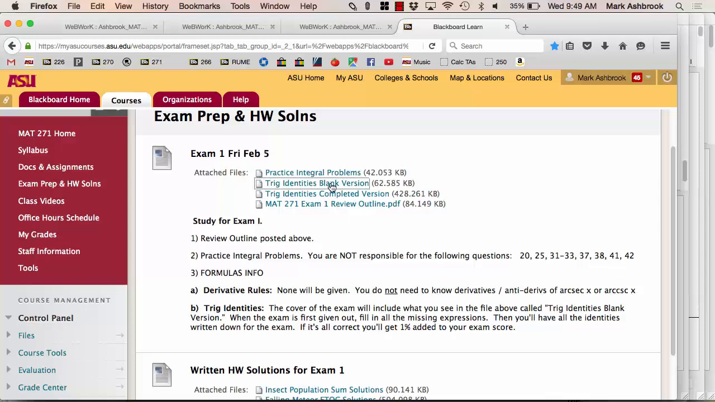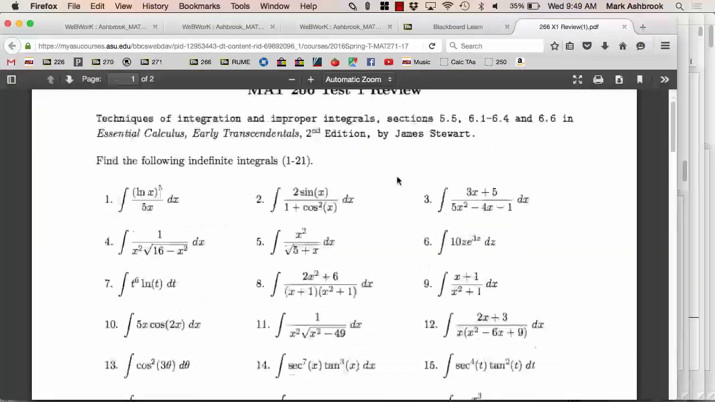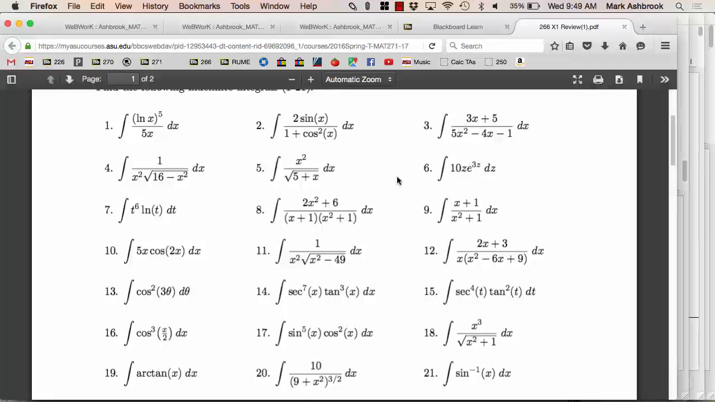Okay, and then there are these practice problems. Notice there's this list here. From the practice problems, you're not responsible for those. But anything that's not those on this practice integral sheet would be fair game for the type of things on the exam. So the idea is that these are all mixed up now.